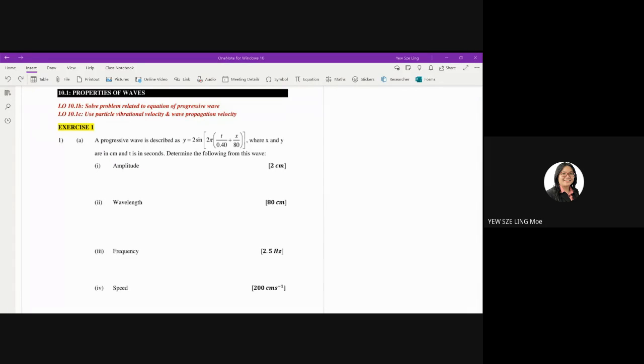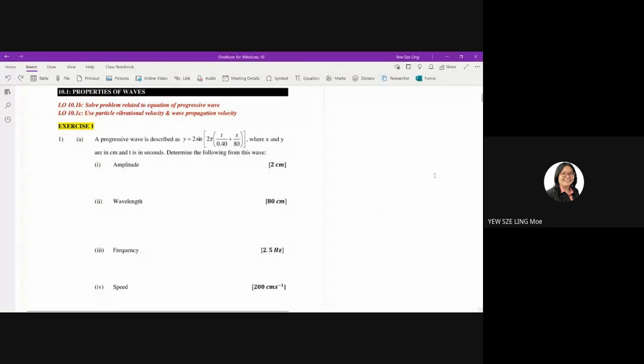All right, so let us start with chapter 10 today. Chapter 10 is about waves. It's quite similar to simple harmonic motion, but it's not exactly the same.